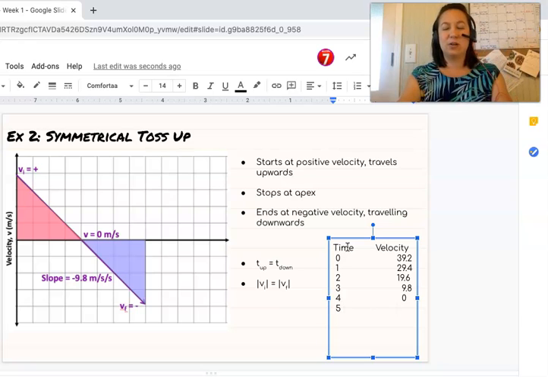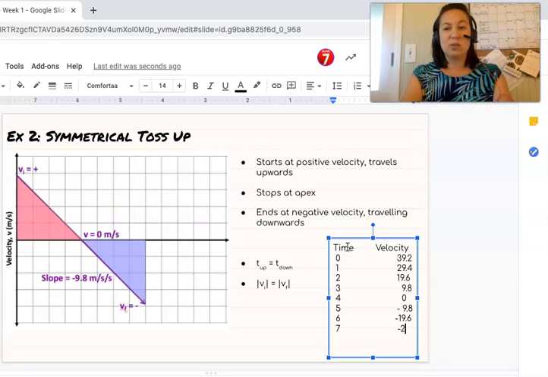And now it's going to fall. It's going to go to negative 9.8, negative 19.6. Right? Can we figure out where we're going here? It's going to do the same velocities as before, but negative. Oh, we might have to use the space bar. There we go. And I notice it took 4 seconds to reach the apex, right?